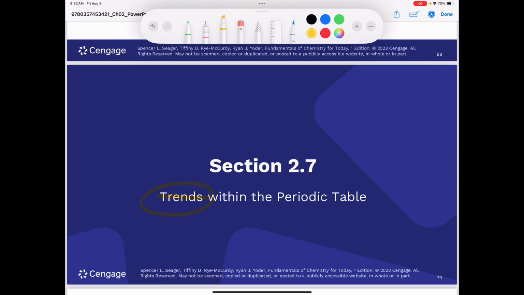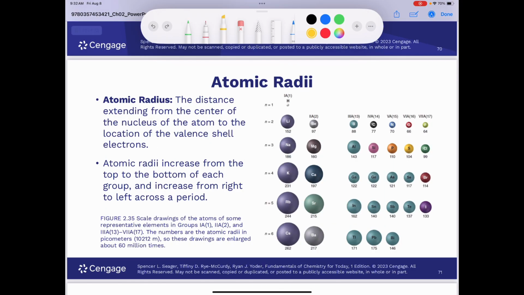And so when you look at trends in the periodic table, I know all of you are very astute. You'll probably notice some exceptions, but we're just going to focus on general what? General trends within the periodic table. And the first trend we're going to look at is atomic radii.